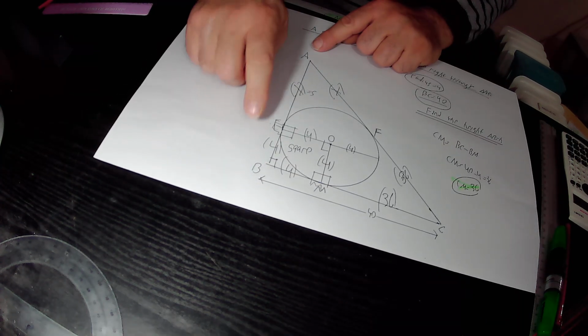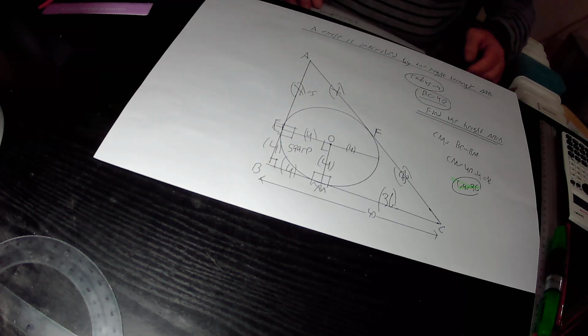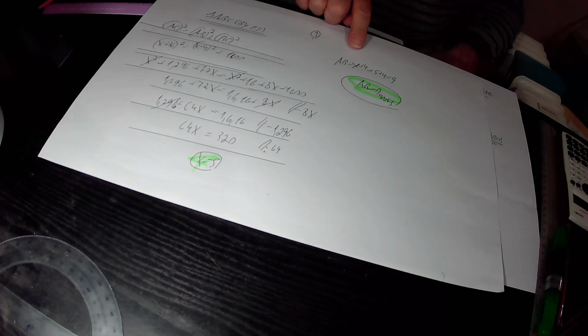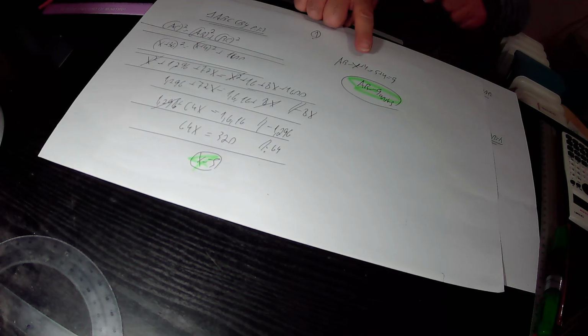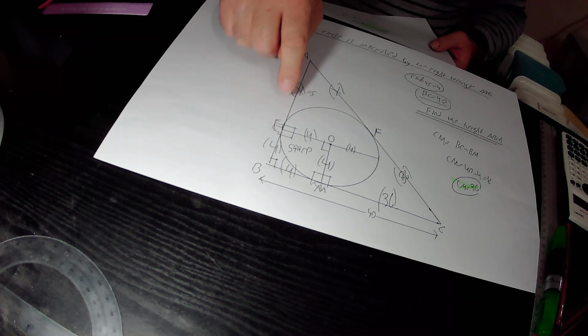Now let's find out the length of AB. AB is x plus 4, so AB is 5 plus 4, that is 9. So we found out that AB equals x plus 4, x is 5, so AB equals 5 plus 4, that is 9. So AB equals 9 units. The answer to the question is that AB equals 9 units.